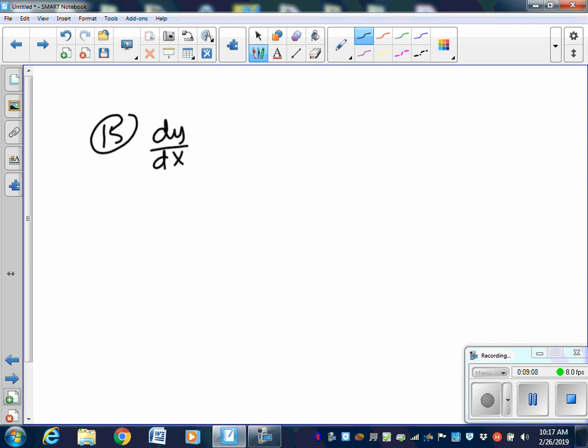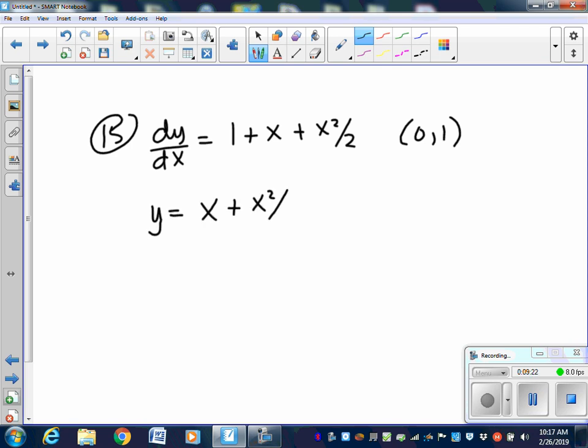dy dx equals 1 plus x squared over 2. And they want you to use 0, 1. So all they want you to do is go backwards. They want you to integrate. The antiderivative of 1 is x. The antiderivative of x is x squared over 2. And the antiderivative of that is x to the 3 over 6. Because there's already 2 there, and you have to divide by 3, which makes 6. All your x's make 0, so y equals 6. You put a 0 there, you put a 0 there, and you put a 0 there.